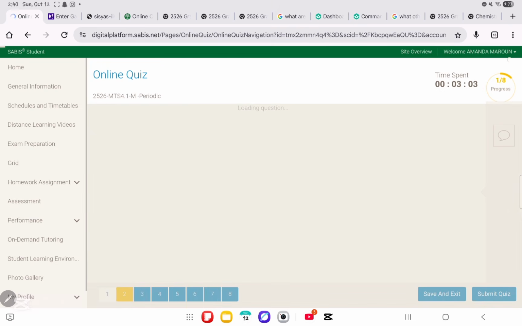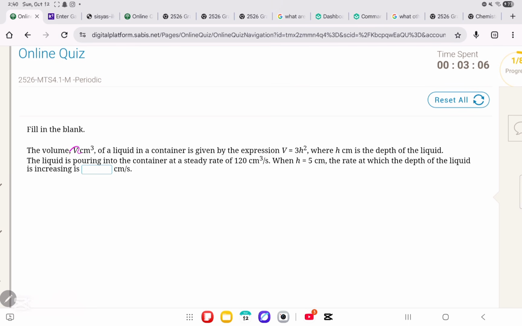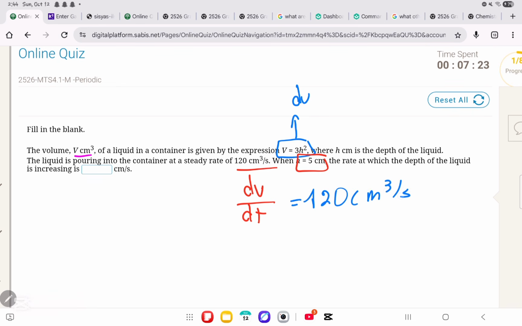We move on to question number 2. What does it say in question number 2? The volume V of a liquid in a container is given by the expression V equals 3h squared. So this is our volume, or we will say dV, where h is the depth of the liquid. They told us that the liquid is being poured into a container at a steady rate. So this is dV over dt, because the volume of liquid is increasing by 120 centimeters cubed per second. They told us when h is 5. So we have dV over dt, which is 120 centimeters cubed per second.